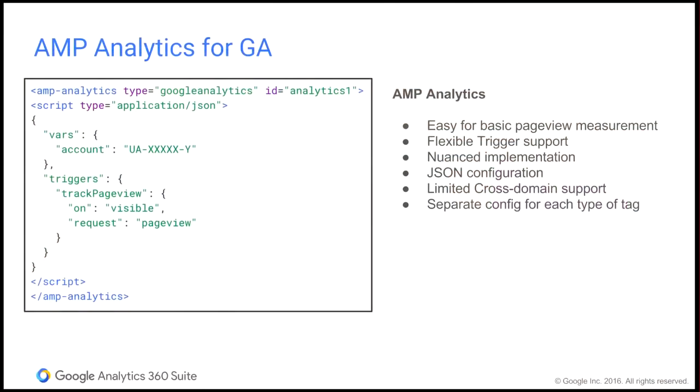Gotcha. So let's take a look at what that looks like. For just a generic Google Analytics installation to look at page views, this is the snippet that you drop on your page, on your AMP page. Looks a little bit different than what we're used to. We're used to seeing JavaScript and a bunch of code kind of thrown together.